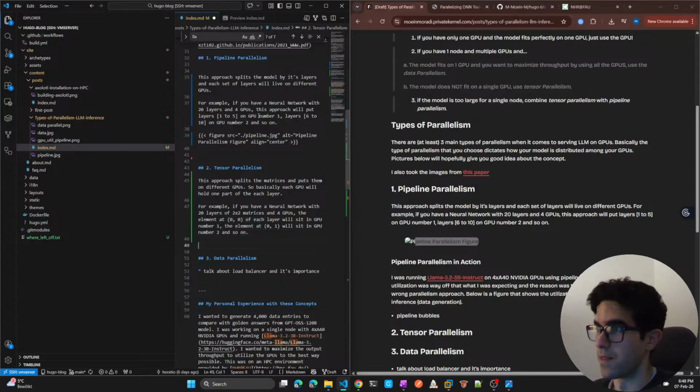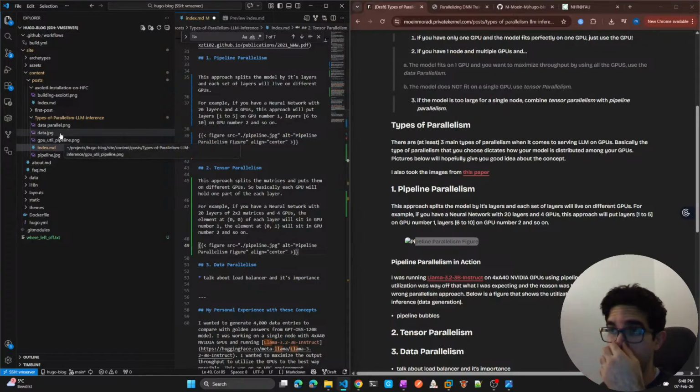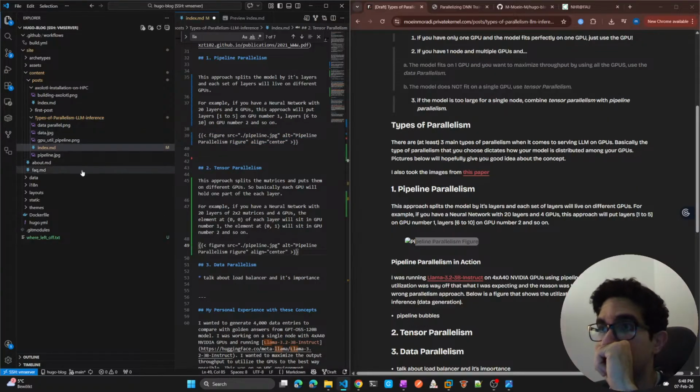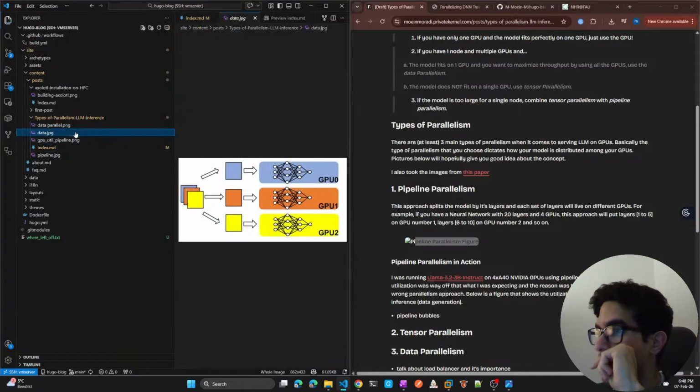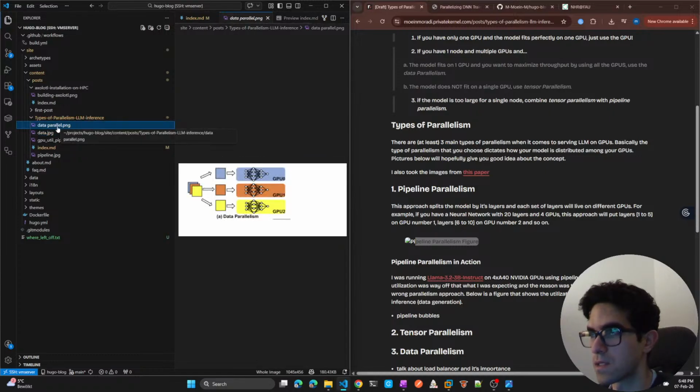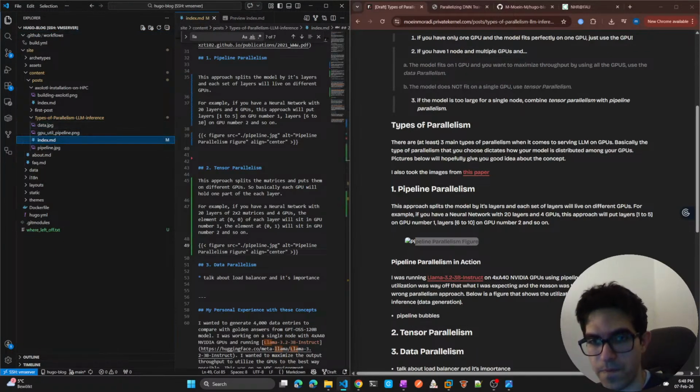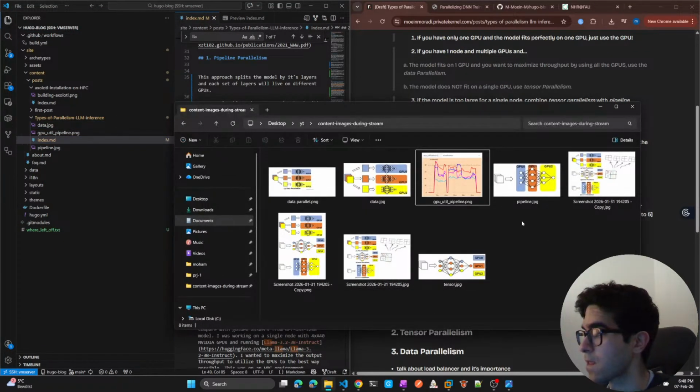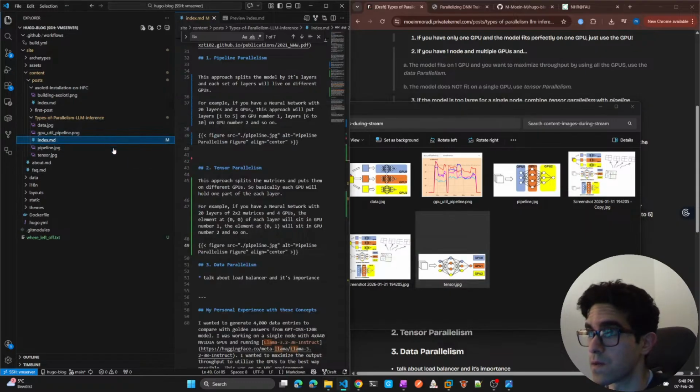And then I add this. This was data. This is tensor.